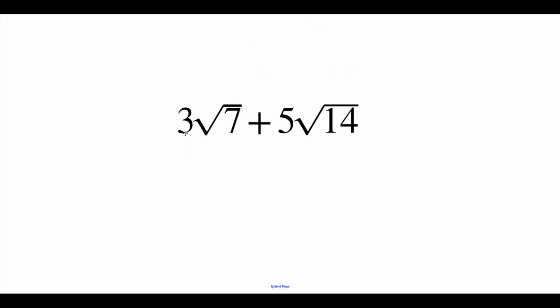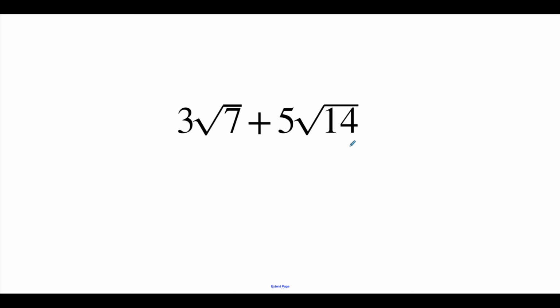For our last one, we've got 3 root 7 plus 5 root 14. We could try to break down that square root of 7, but that's just 1 and 7. There are no pairs there, so we can't simplify that one down. If we look at the 14, that would be 2 times 7. And again, there are no pairs there, so we're not able to break that one down. So as we look at this, we're trying to add this together, but we're not able to break down any of those radicals, and we don't end up with the same radical.